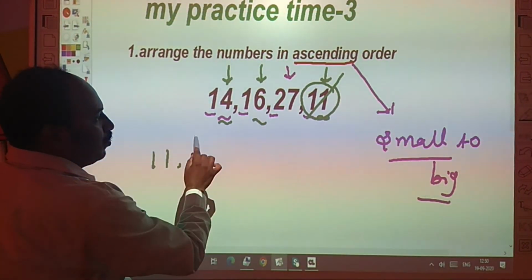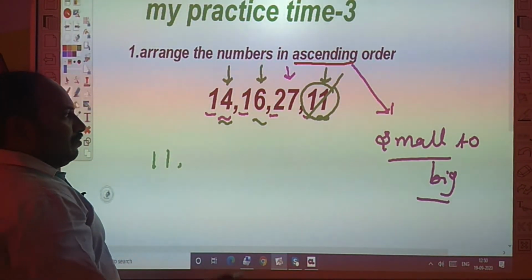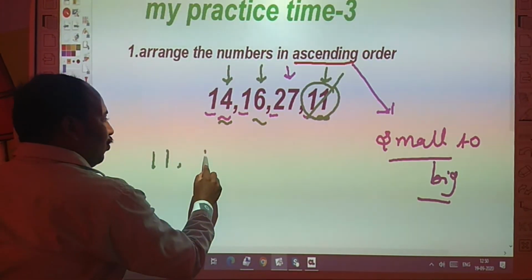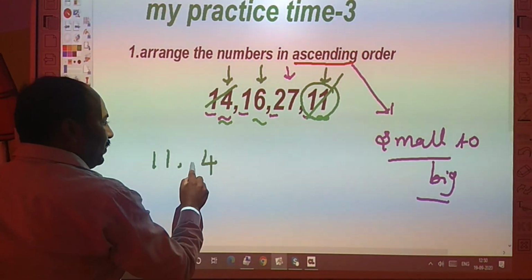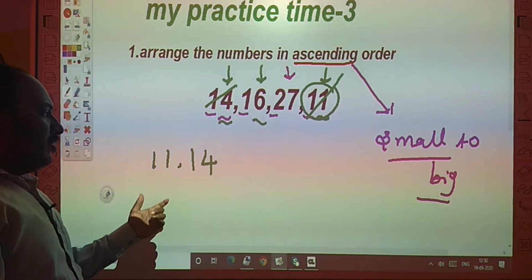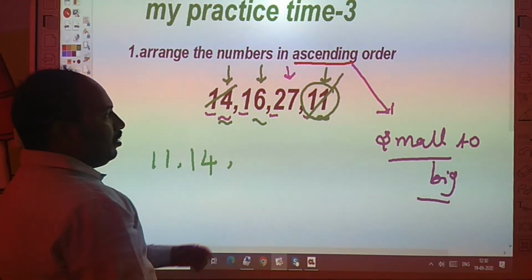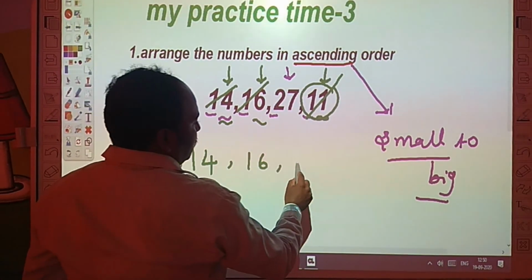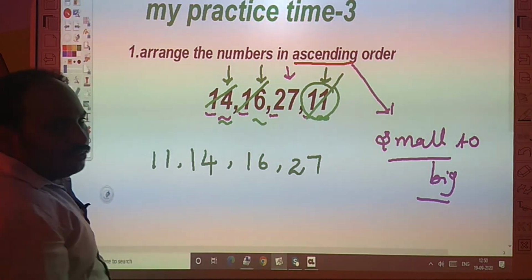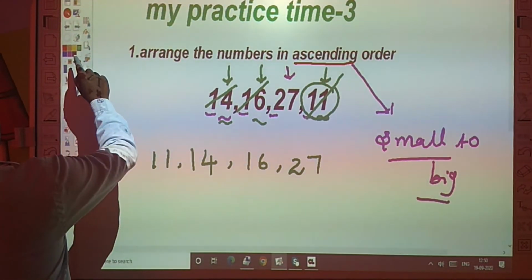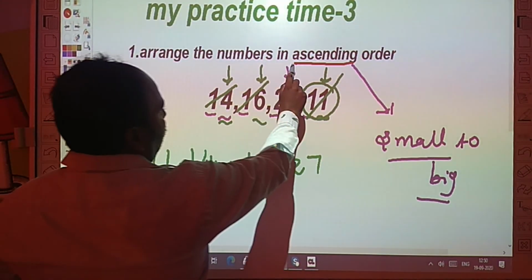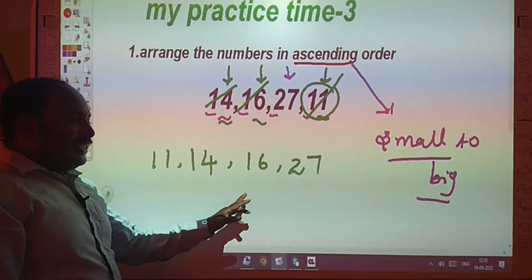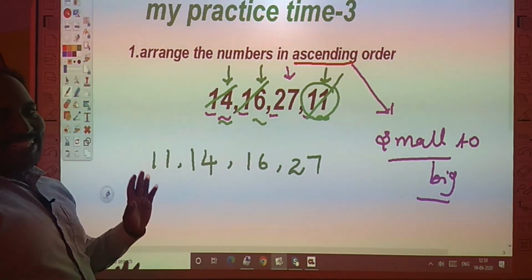Next we compare 2 numbers, 14 and 16. Ones place 4, 6. 4 is the smallest number, so we take 14. 11, 14. The next one, 16. Then the remaining term, 27. It is the ascending order, small to big. Now check: 11, 14, 16, 27. It is called the ascending order.